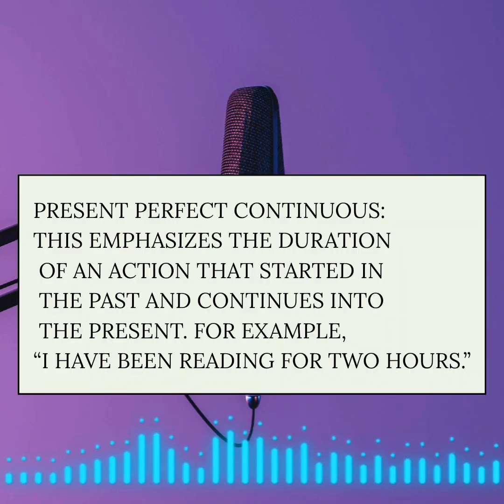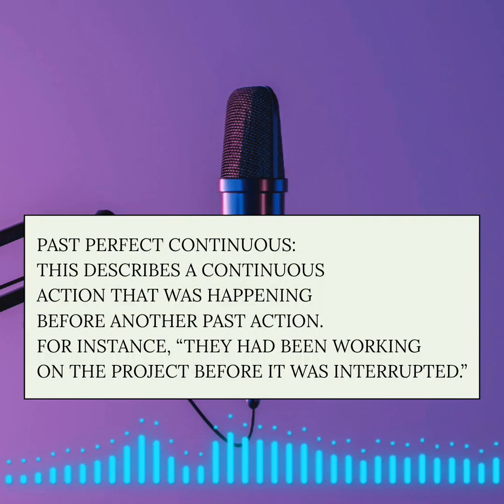Finally, the perfect continuous tenses. Present perfect continuous: this emphasizes the duration of an action that started in the past and continues into the present. For example, I have been reading for 2 hours. Past perfect continuous: this describes a continuous action that was happening before another past action. For instance, they had been working on the project before it was interrupted.